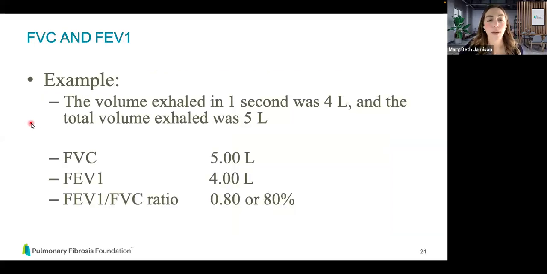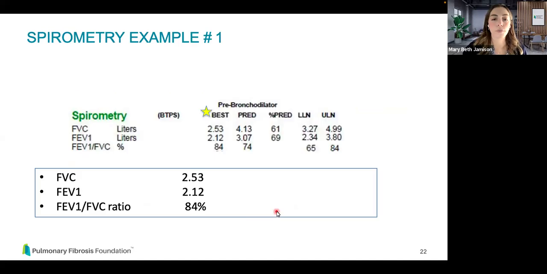And just some examples of how we might get those numbers, just that FVC and the FEV1. Say the volume that somebody exhaled when they're doing that expiration maneuver, in that first second, was 4 liters, but the total volume that they exhaled was 5 liters. So total, when they're doing that big expiration, they got 5 liters out, but in the first second, it was only 4 liters. So that's the FEV1, the first second. So the ratio from that is 80%. So that's just how we derive those numbers.